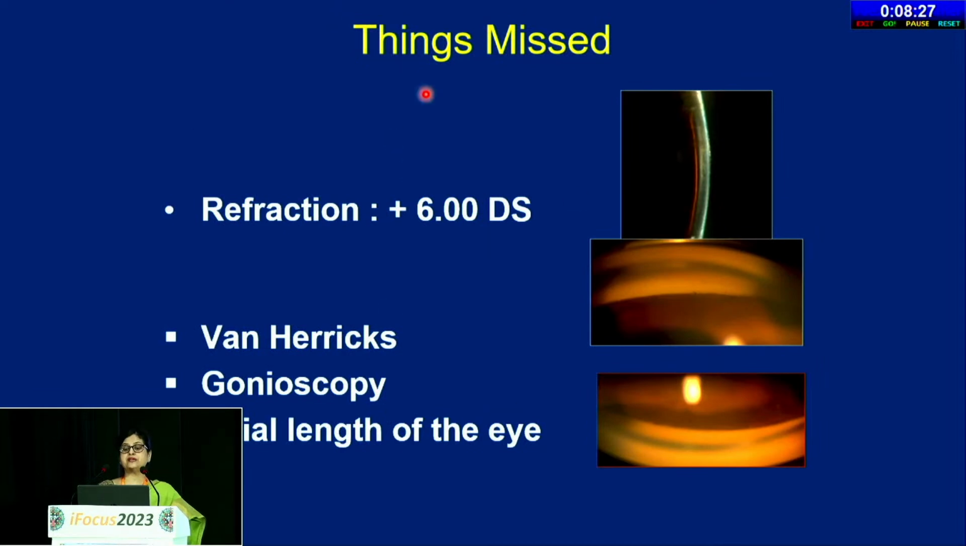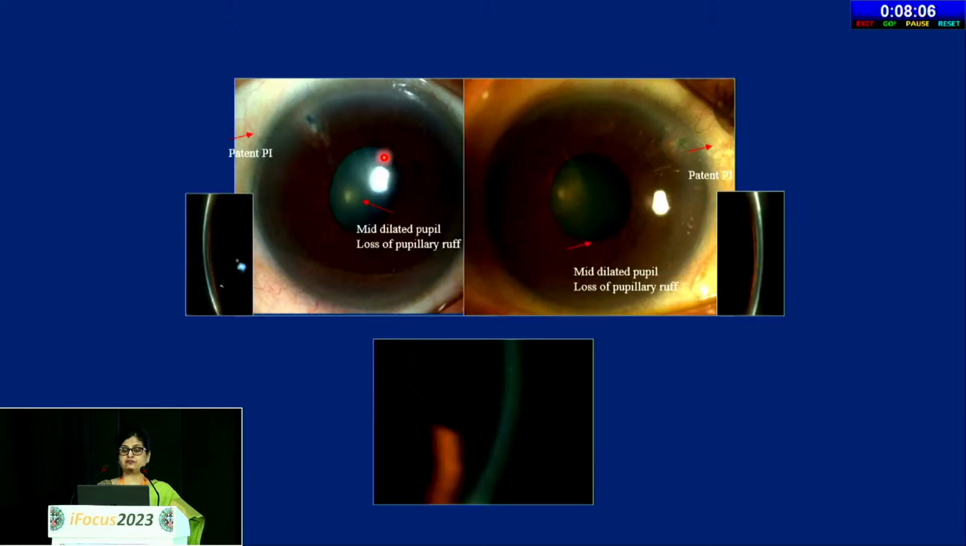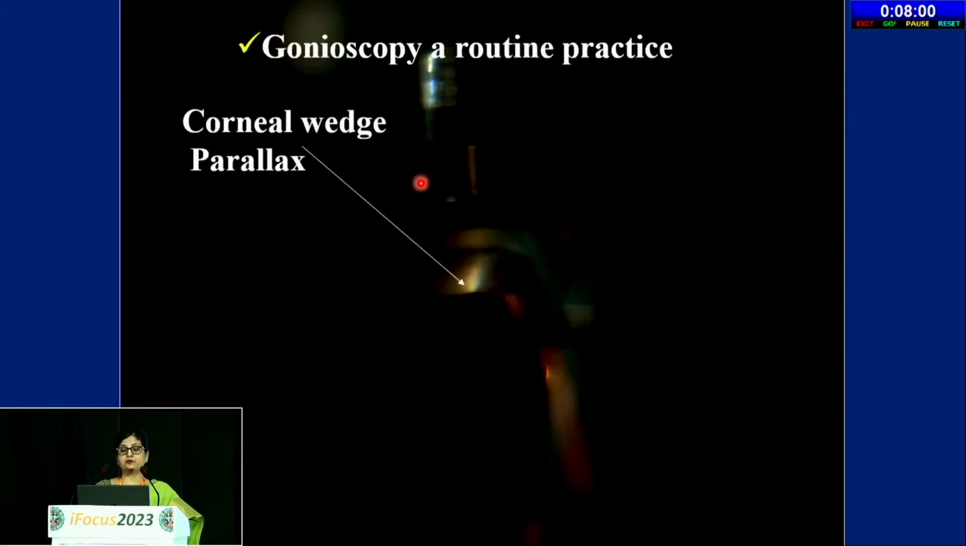Because the doctor, or the optometrist, who had dilated the patient missed doing Van Herrick's, which is very essential. You can just do it on the slit lamp. He forgot to do the gonioscopy or axial length of the eye. So I think these things are very, very important. A thorough clinical evaluation is very important if you want to diagnose angle closure glaucoma. And a simple PI in this particular case could relieve the pupillary block.